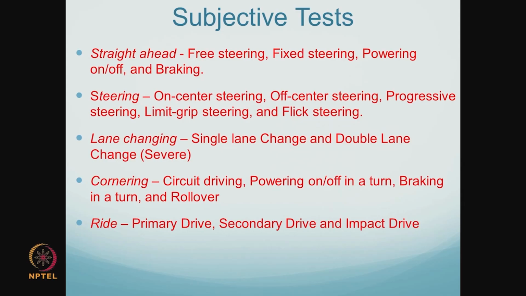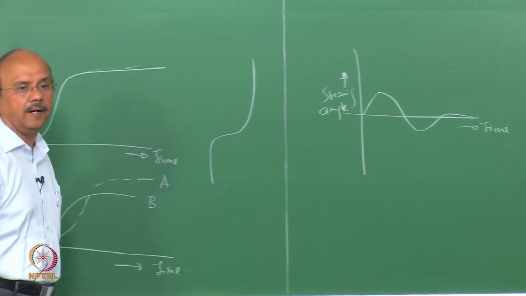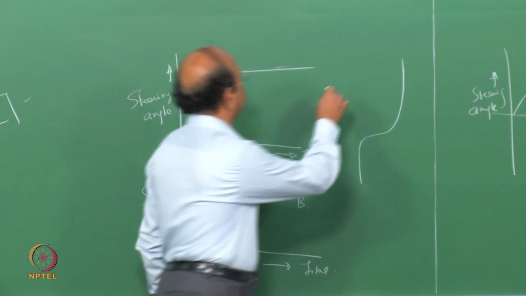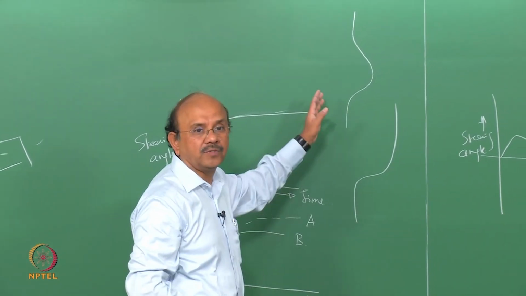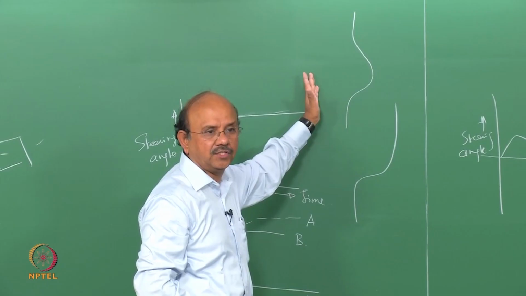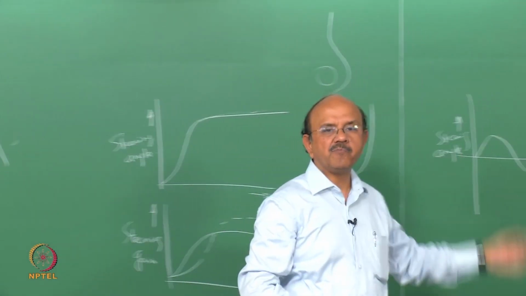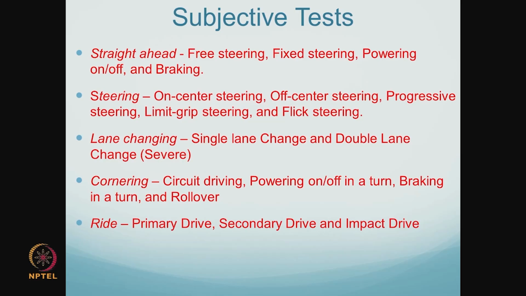We are also going to look at the vehicle during lane changing, that is single lane change. So in other words, the vehicle goes straight and then does a single lane change, or what is called a double lane change. So you go straight, and due to some reason you have to take a sudden severe double lane change, because of some obstacle here. This is what we call lane changing.